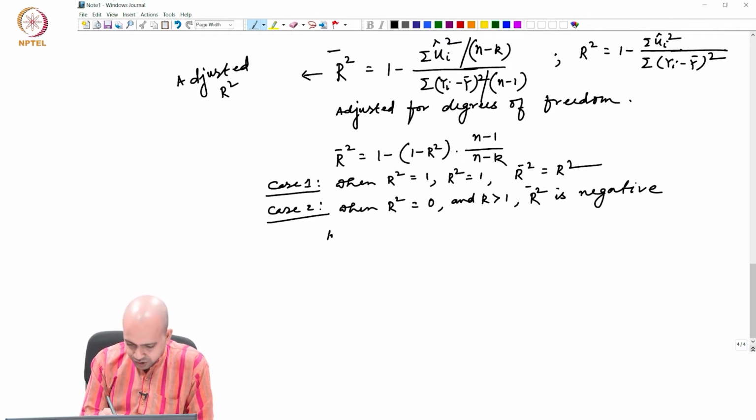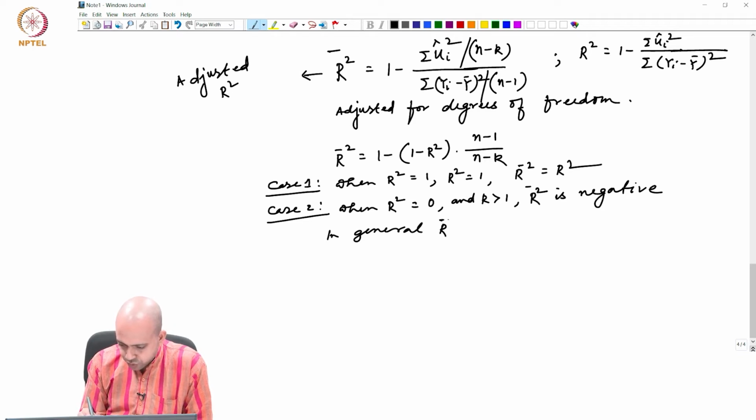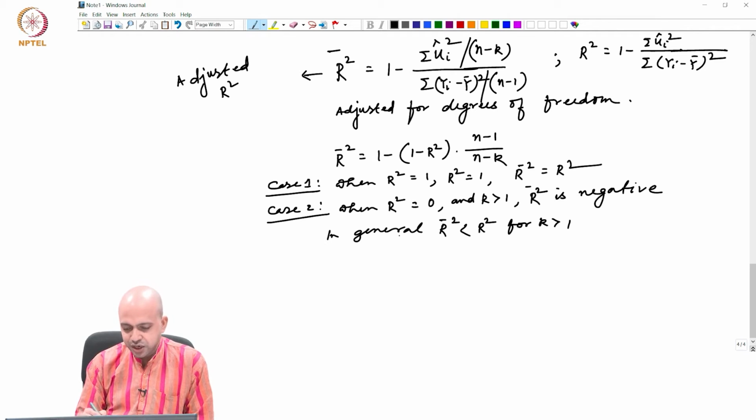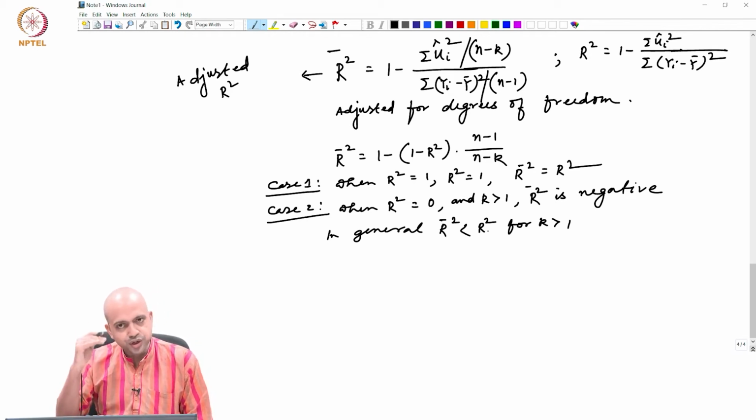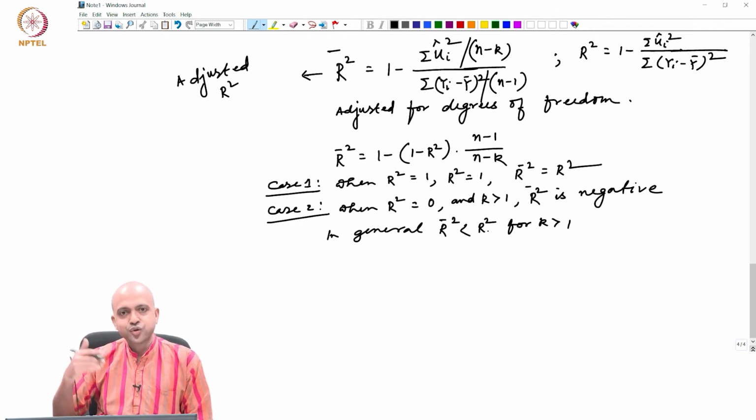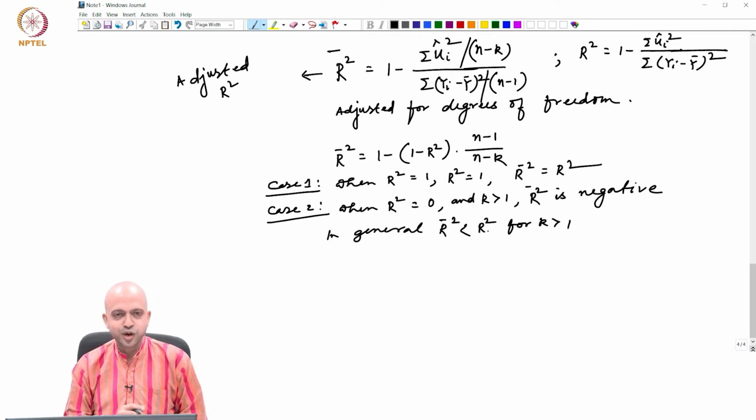In general we can say r bar square is actually lower than r square for k greater than 1. This is the relationship. That means, as additional variables are included in the model, r bar square increases less than r square, and that is what we actually want. We need to give a penalty, we need to give a check to balance the r square out of this lower degrees of freedom. So, this is the relationship between r bar square and r square.